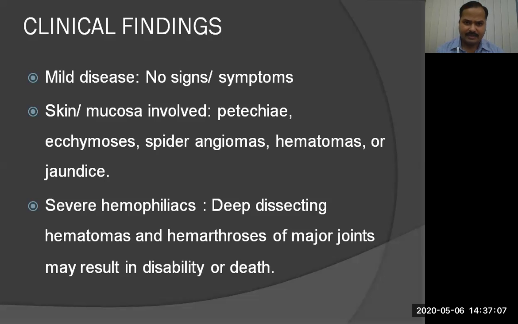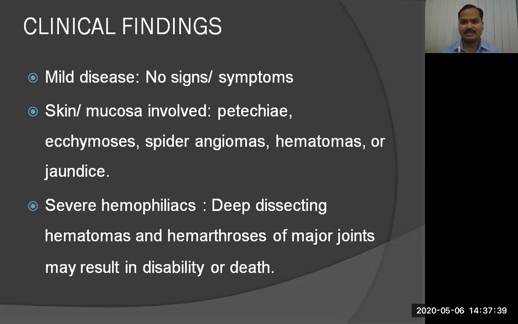Now, clinical findings which can be seen in certain disorders having bleeding and clotting problems. In mild disease, there may be no signs and symptoms, but in diseases which are in the moderate stage, the skin or mucosa may show petechiae formation, ecchymosis, spider angiomas, hematomas, and jaundice. In severe hemophilics, what can be seen is deep dissecting hematomas and hemarthrosis of the major joints.